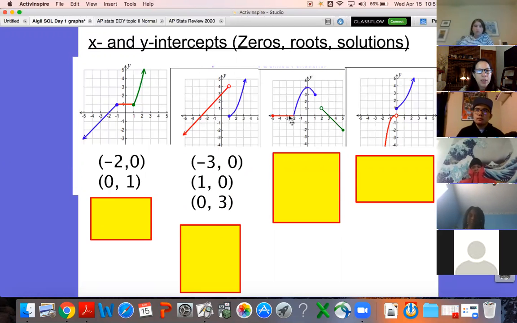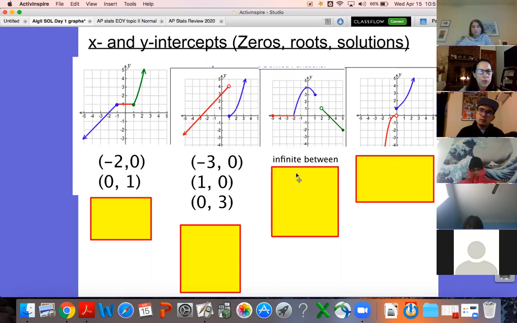And then this one is very confusing because look, it starts here at -5 and slides all the way to -2 before it lifts up. So every single spot in between is an x-intercept. So I just wrote there's an infinite number of x-intercepts between -5 and -2. You couldn't just say -5, -4, -3, and -2 because all the in-between points are also x-intercepts.